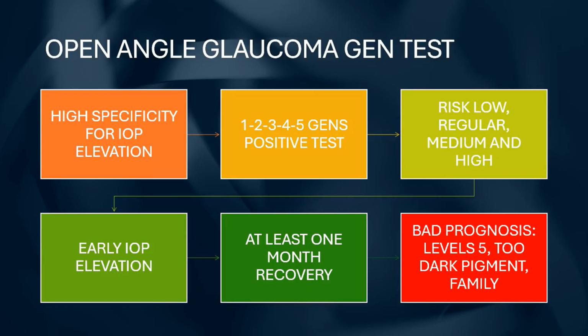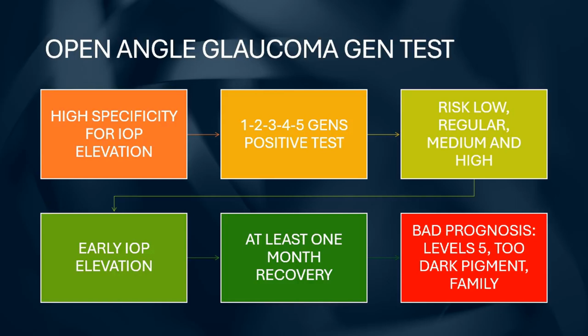We have observed a very high level of specificity between cases of early elevation of intraocular pressure and positivity of the genetic test for open-angle glaucoma. The test we perform evaluates 5 or 6 genes related to glaucoma and classifies them as low, moderate, medium, and high risk. And it is closely related to patients who experience an early elevation of intraocular pressure that takes at least a month to return to normal.